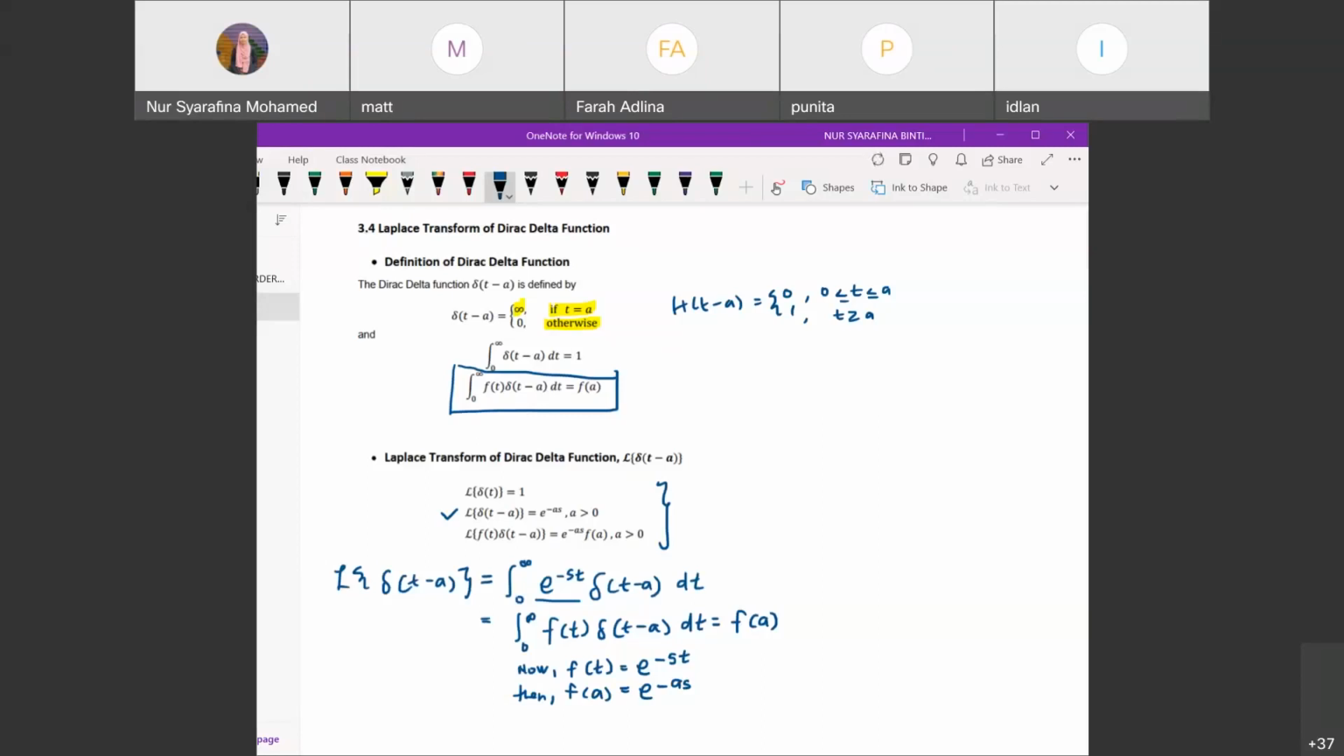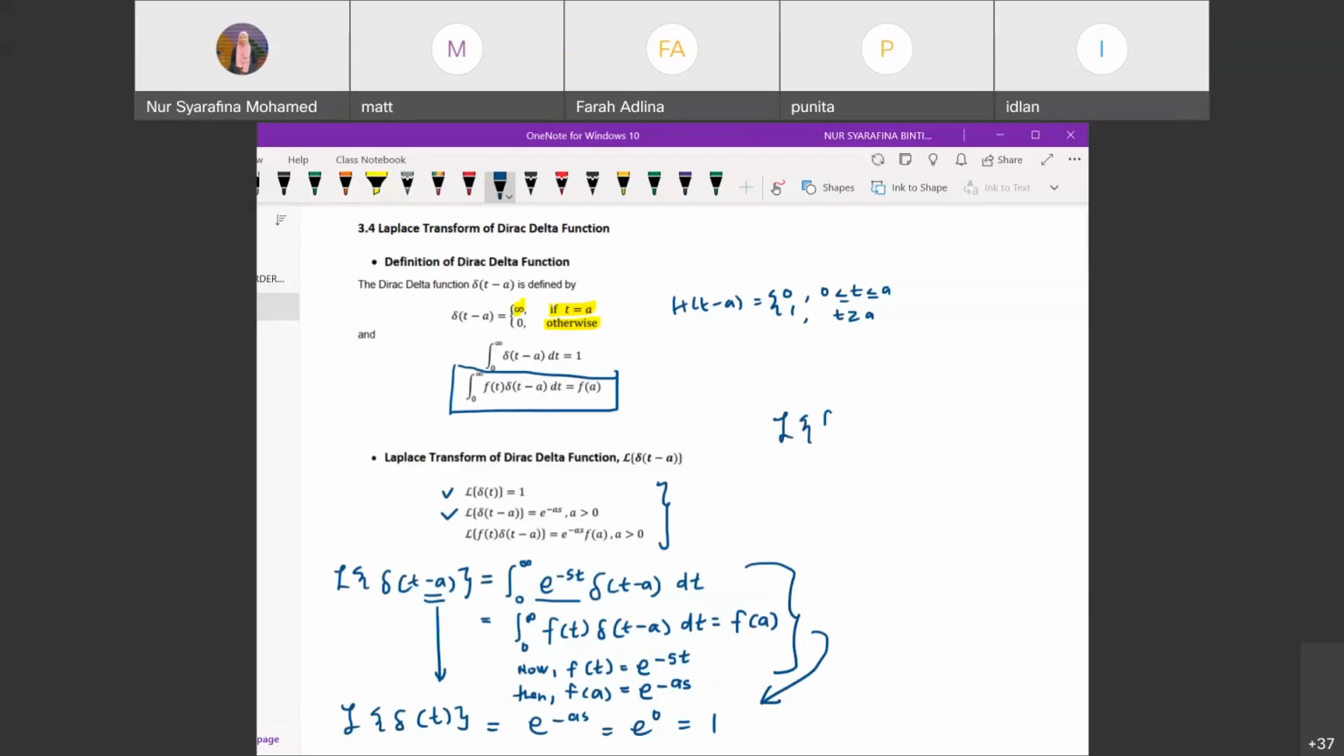So this is how we prove, how we obtain this. Same with δ(t). If you want to transform δ(t), it means that your a is 0. So that's why e to the negative as is e to the power of naught, which equals 1. Same proving process, but your a here is 0 for δ(t). So just substitute a with 0, then that's why we have 1.